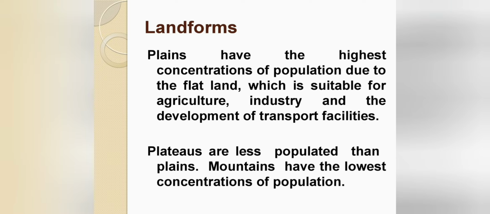Mountains have the lowest concentration of population because livelihood is very difficult in the mountains, and life is also very difficult in the mountains. Okay, so on the whole, landform is one of the physical factors which is a deciding entity for the distribution of population.